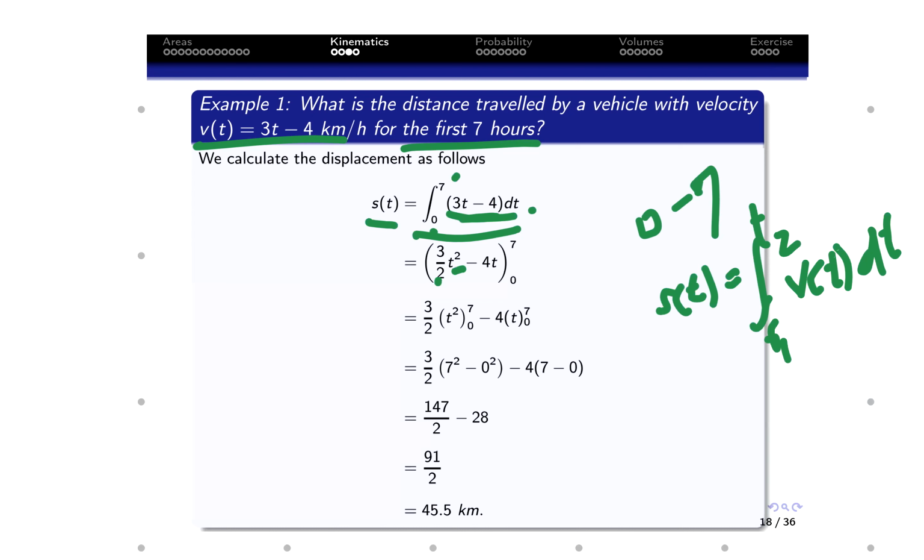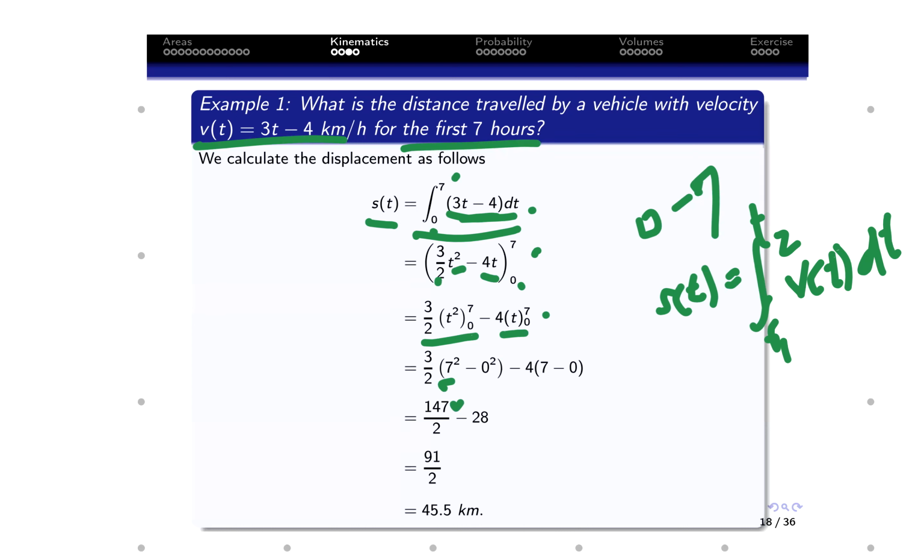Like I like to do, I split things up. So you have 3 over 2 t squared from 0 to 7 minus 4t from 0 to 7. Then we have 3 over 2 into 7 squared minus 0 squared, minus 4 into 7 minus 0. 7 squared is 49, minus 0, that's 49. 49 times 3 is 147 divided by 2, minus 4 times 7, which is minus 28. The 0 part is nothing to worry about.